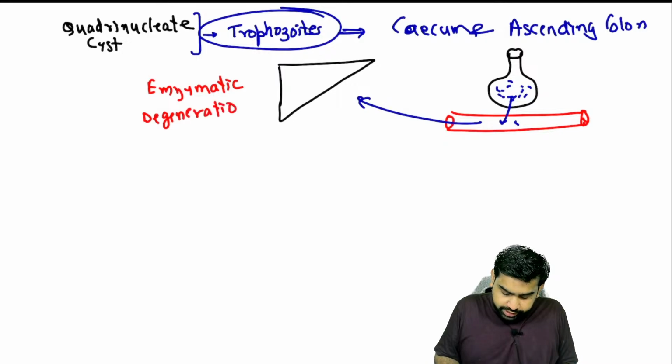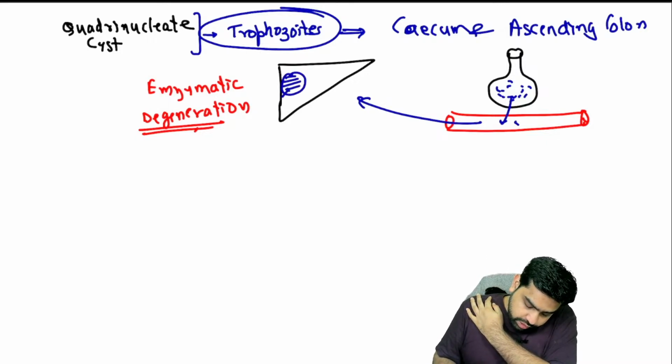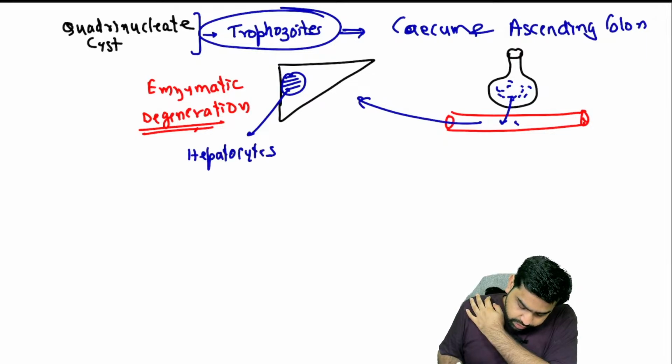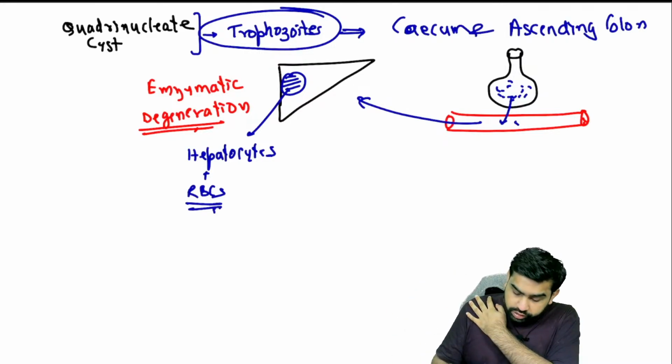So they can lead to an enzymatic degeneration, and because they're leading to the enzymatic degeneration in the liver, it leads to the formation of an abscess, which is a collection of dead hepatocytes plus RBCs. Dead hepatocytes and the RBCs basically get accumulated inside the liver, and that is what is called anchovy sauce pus.